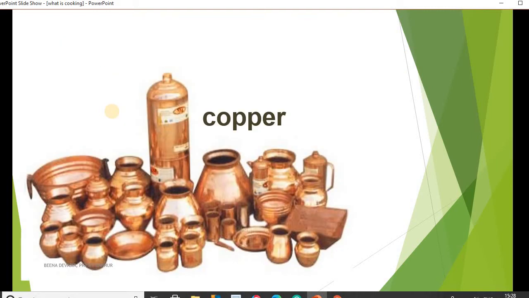Utensils are also made up of copper, which is also another metal. Copper, C-O-P-P-E-R, copper. In olden days, most of the families used to use many copper vessels, and it is said that water stored in copper vessel is healthy to drink.